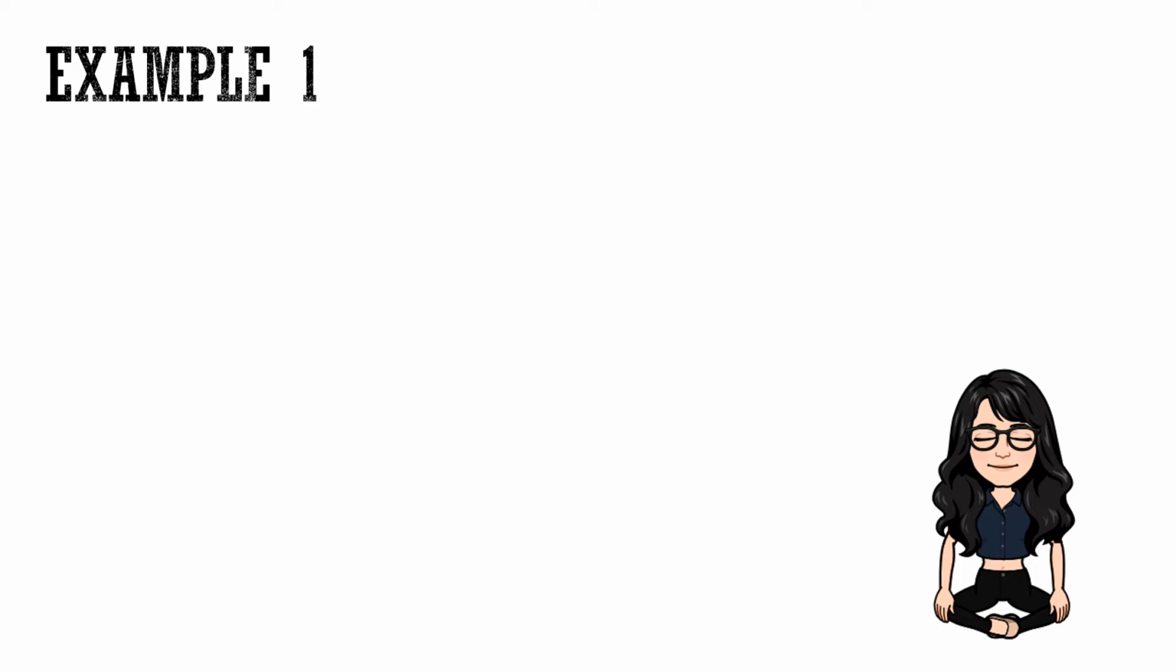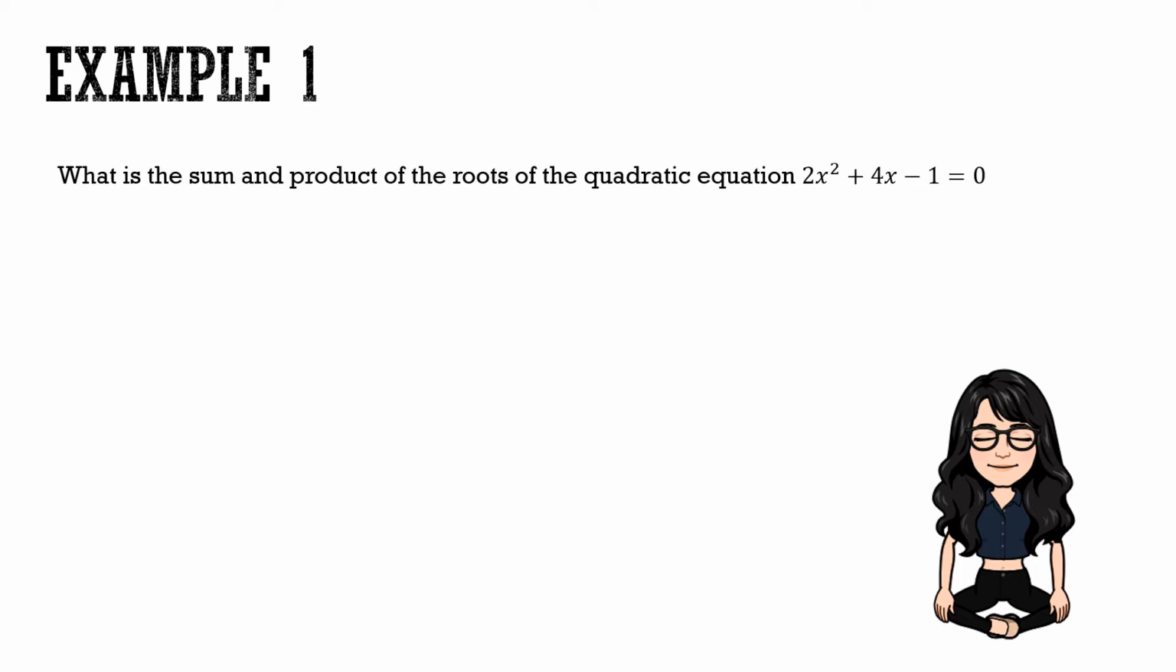Let's have example number 1. What is the sum and product of the roots of the quadratic equation 2x squared plus 4x minus 1 equals 0? Take note that to get the sum and product of the roots of the quadratic equation, your quadratic equation should be in the standard form. After transforming your given quadratic equation to standard form, identify your a, b, and c. In this case, this example is already in the standard form. Therefore, I will just simply identify what a, b, and c are.